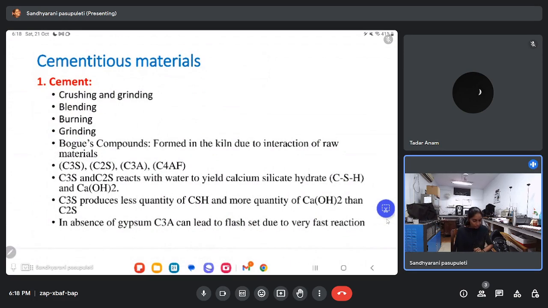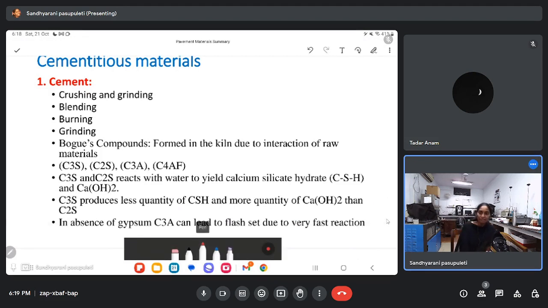In addition to the asphalt mixtures, we have studied the cementitious materials. Let us say cement is a cementitious material. So how do we produce the cement? The raw materials are calcium-related products and also silicon-related products, the siliceous materials. Initially, we crush them, we grind them, we blend them, and heat them at higher temperatures. Once after heating, we make them into fine powder.